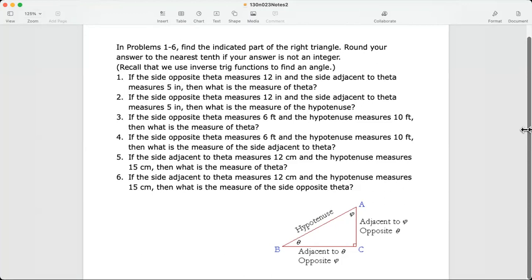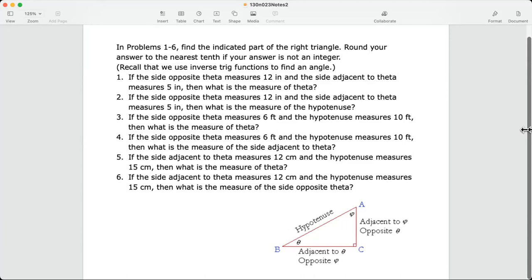All right, so let's take a few minutes and practice using opposite, adjacent, and hypotenuse and our inverse trig functions to find the parts of the triangle. What we want to focus on here is what the given information tells us about which trig ratio we're going to be using. Notice that problems 1 and 2 both deal with the same triangle. Problems 3 and 4 both deal with a second triangle. And problems 5 and 6 deal with a third triangle. I've got 3 different triangles.